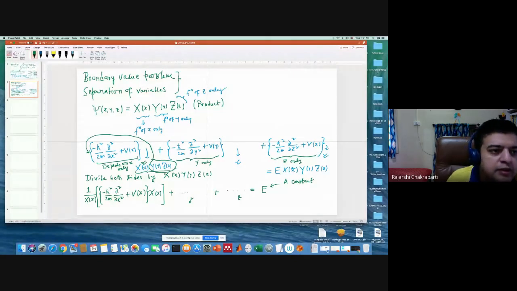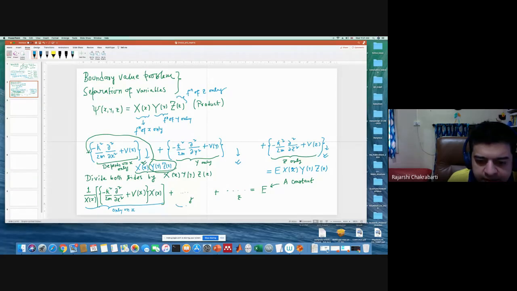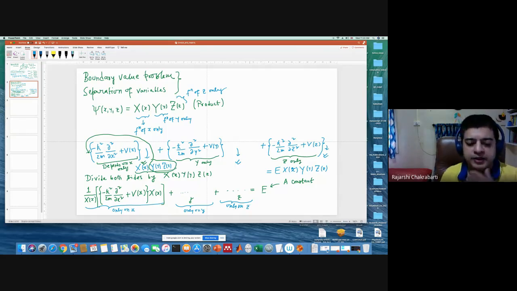So again, look carefully at what is here. You have something which depends only on x, something similar which depends only on y, and something which depends only on z. So how is it possible? When is it possible? If you add these three and get something constant, it is possible only when all of them are individually constant, isn't it?